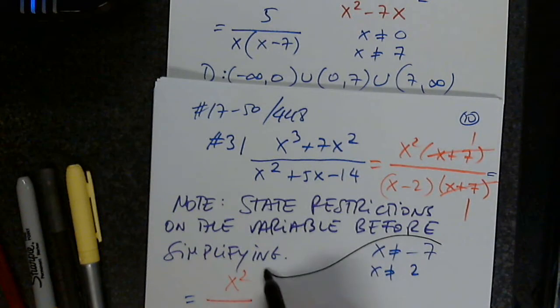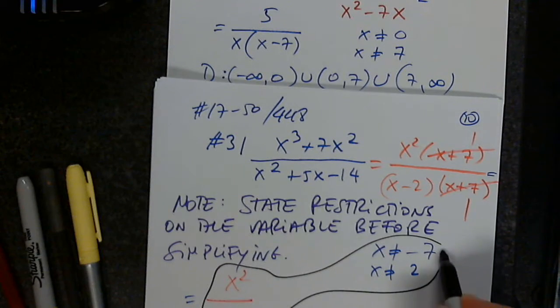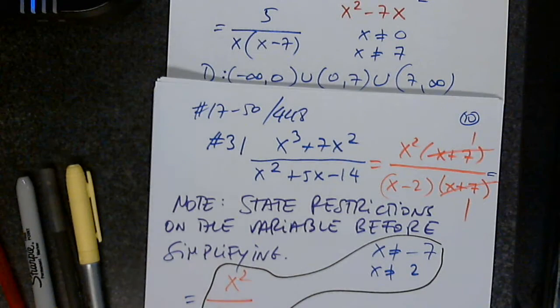The correct answer is this, no matter what your book says. And I disagree with what they say. The correct answer is this. The simplified form of this expression is x squared over x minus 2, only if what? X is not -7 or 2. Right, because otherwise it will be undefined, right?